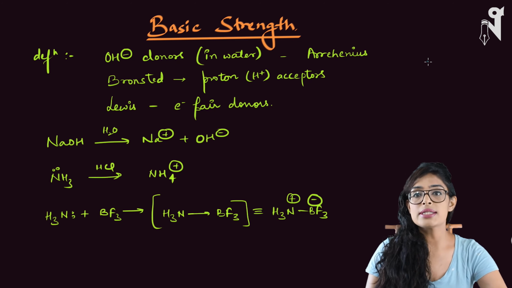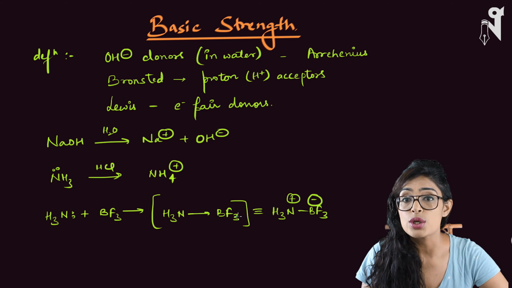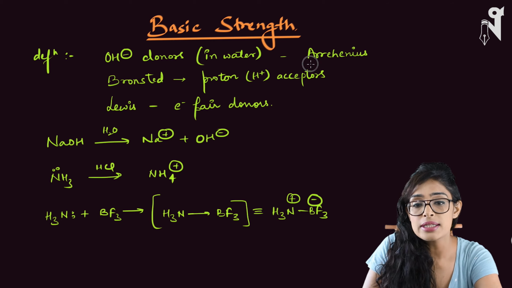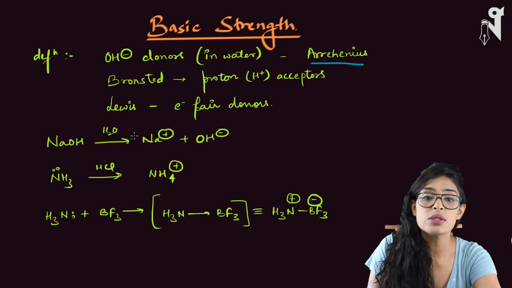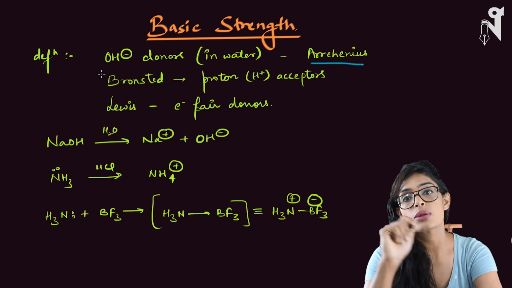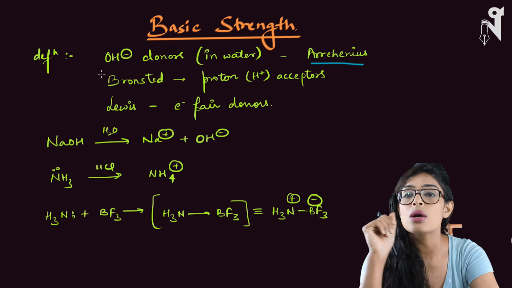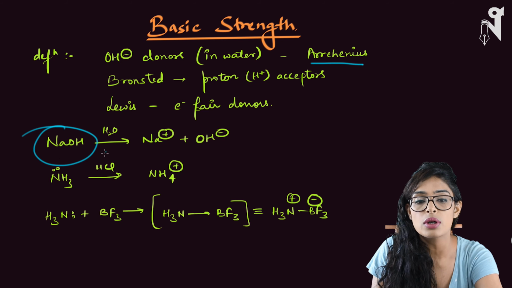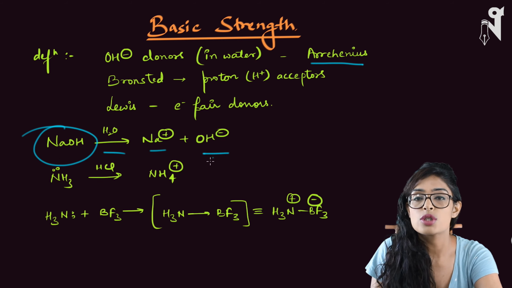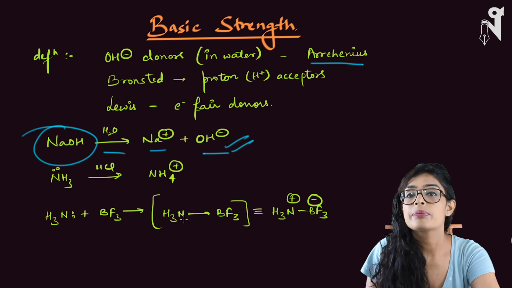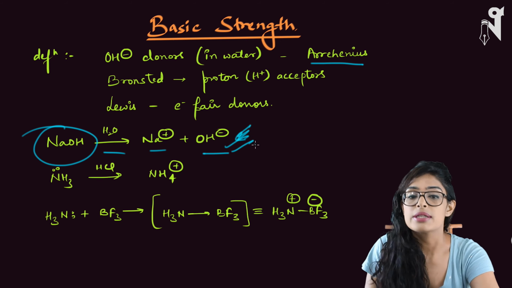Okay, so let's quickly start with the basic strength definition. We have three different kinds of definitions for basic strength. One is the Arrhenius definition of base, where bases are the ones which, when dissolved in water, release OH minus ion. So basically these are OH minus donors. For example, if I talk about NaOH, if it dissolves in the water, it gives you Na plus and OH minus. So according to the Arrhenius concept, this is the base. So donor of OH minus is the base.